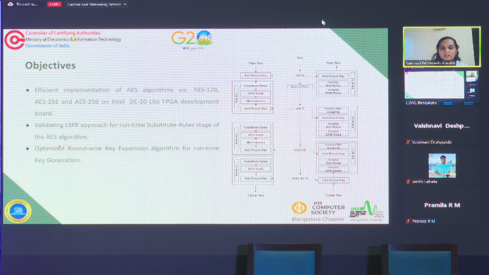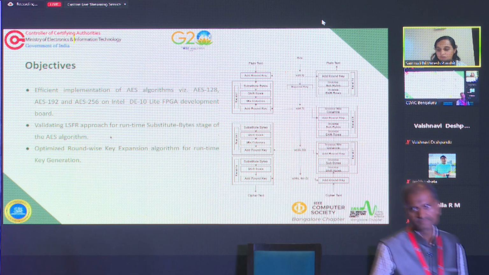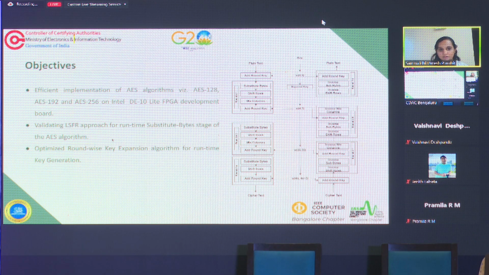In conventional AES algorithms, the keys are generated at first and they are stored in the device, and then they are used throughout various rounds, which you can see in this flow diagram. But we are proposing to get this key at runtime. When the round starts, we are generating the key. So these are the three objectives we have.